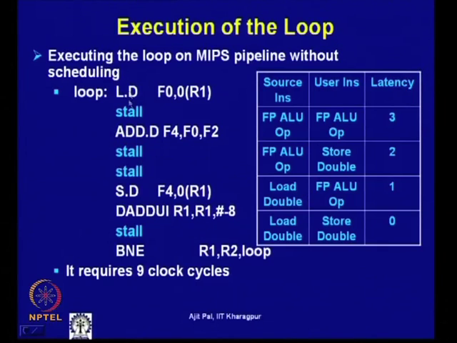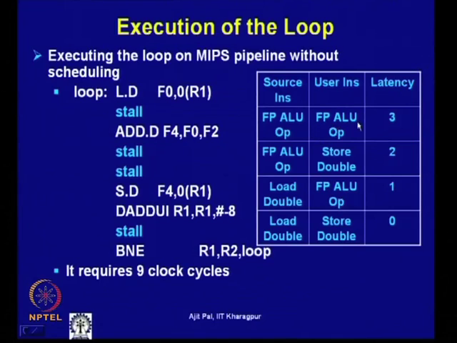So, in the first case, that first stall is coming out of this. When you have got a load double followed by a floating point ALU operation, the latency is 1, so you have to introduce 1 stall. Then coming to the second instruction, add double F4, F0, F2. Here you have to read the value from the register in this third instruction, and this belongs to the first type of problem, that is a floating point ALU operation followed by a floating point ALU operation.